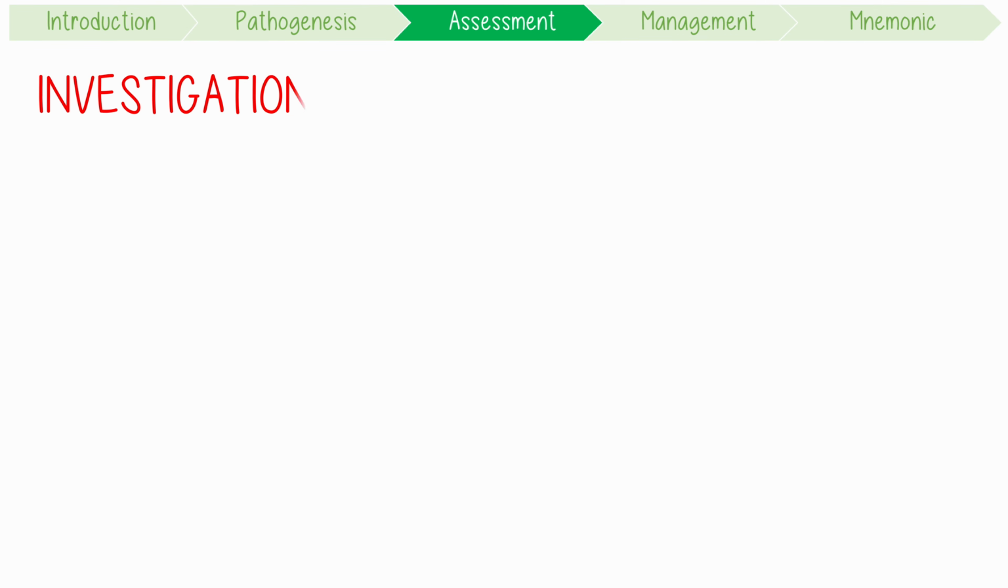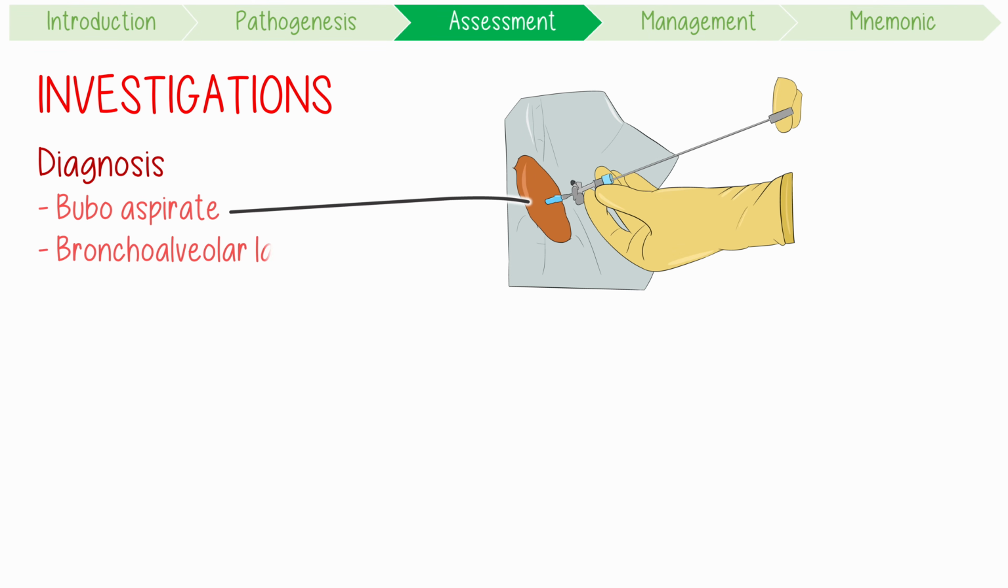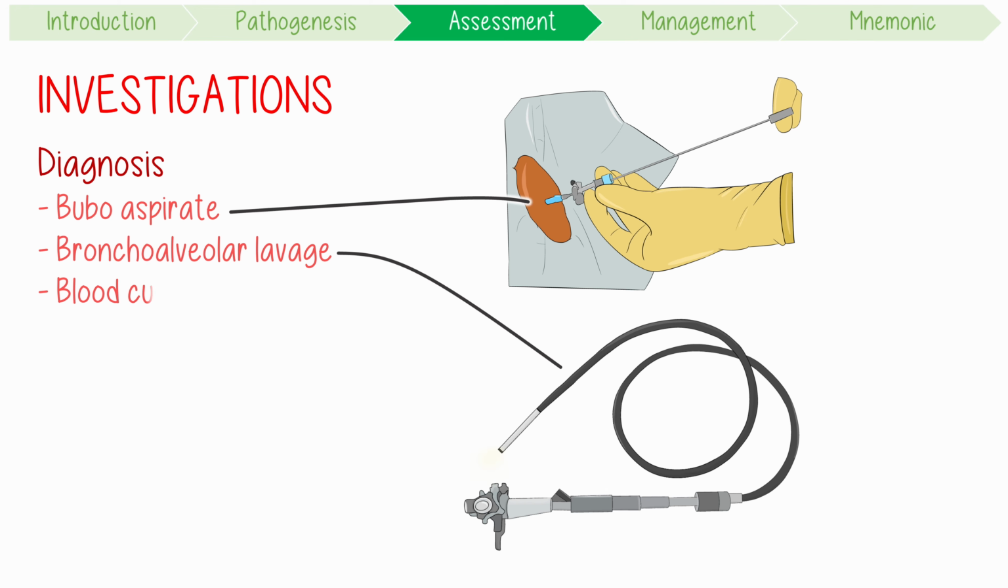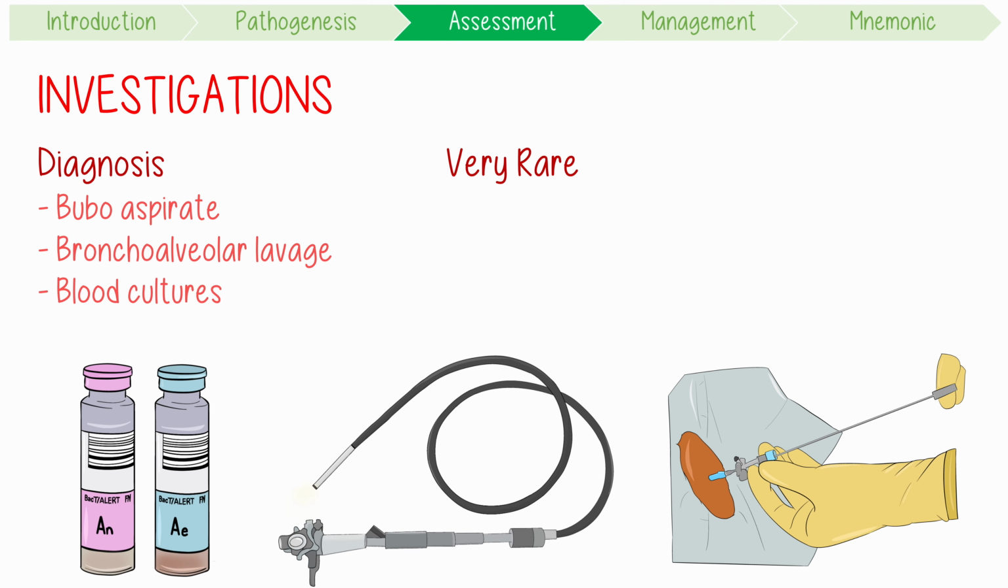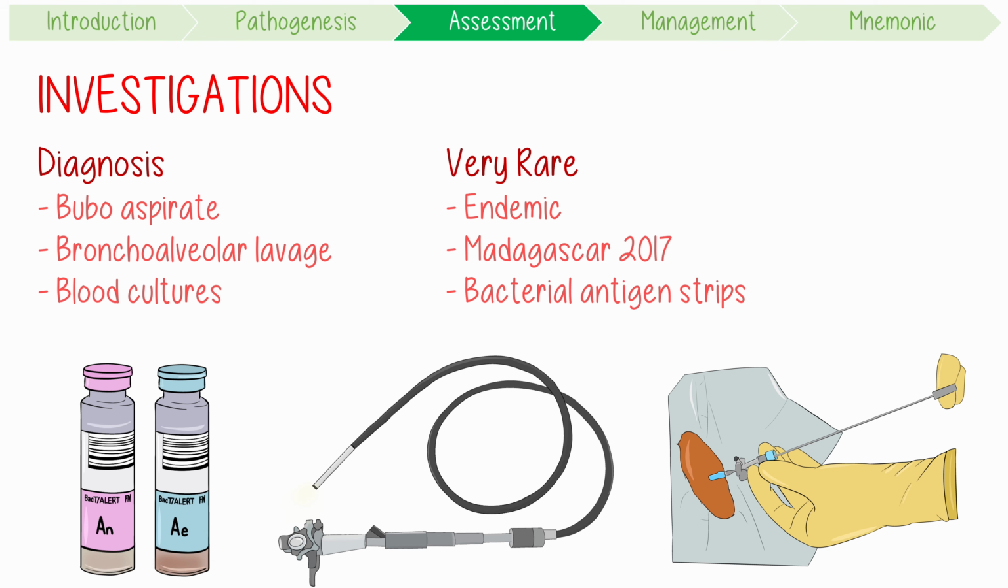For the investigation and diagnosis of plague, appropriate specimens might include a bubo aspirate, bronchoalveolar lavage fluid, and blood cultures. But realistically, plague is very rare in non-endemic areas. However, in scenarios like the 2017 Madagascar outbreak, bacterial antigen strips were historically used for diagnostic purposes.